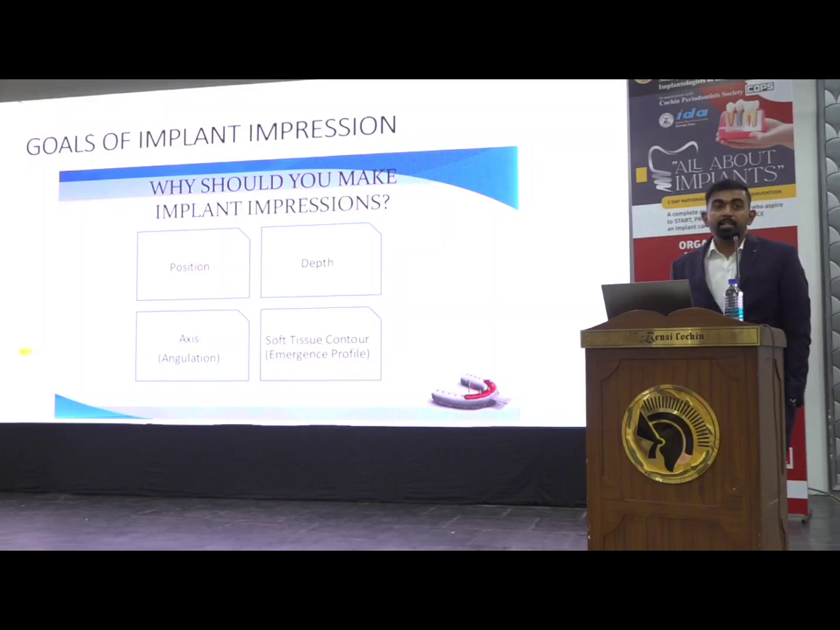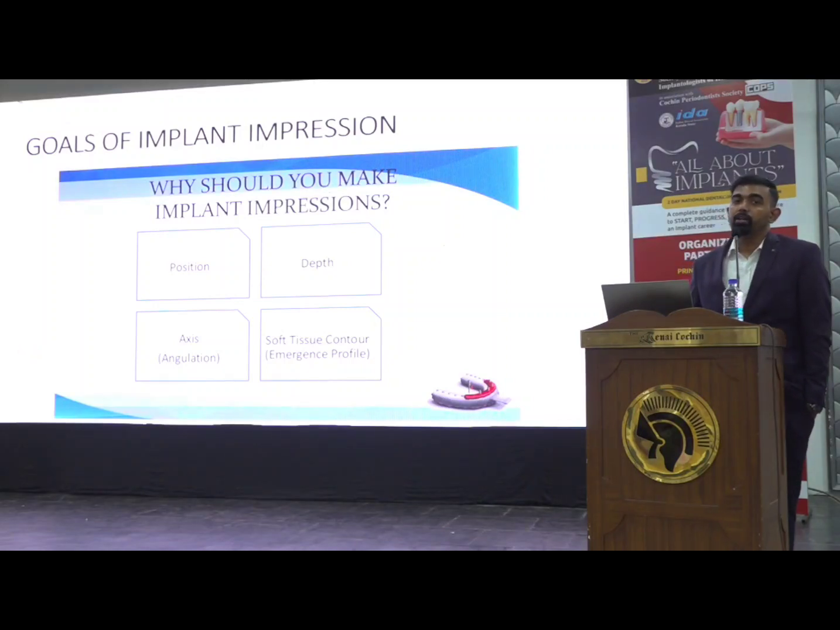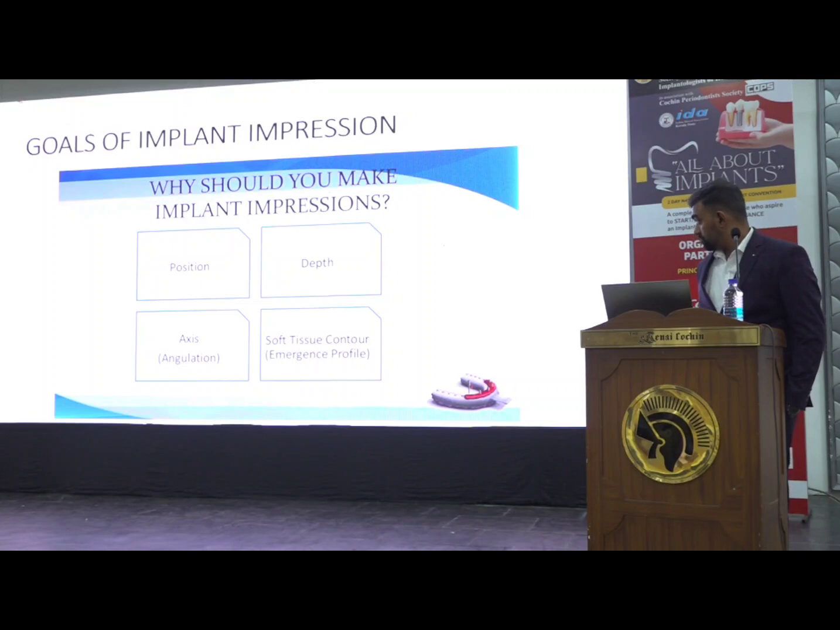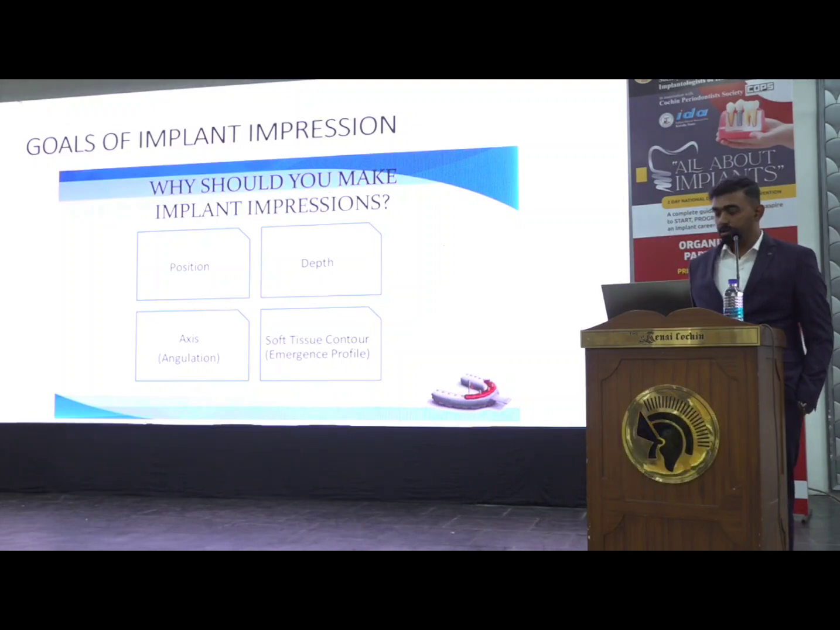What are the goals we should achieve while taking an implant impression? Basically, 4 factors are there. First one is position. Position is to get the proper implant fixture position in the bone. Next is depth. Depth is the amount of soft tissue covering around the implant. And third one is angulation.